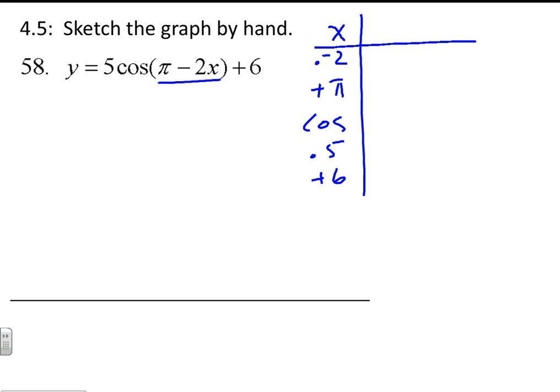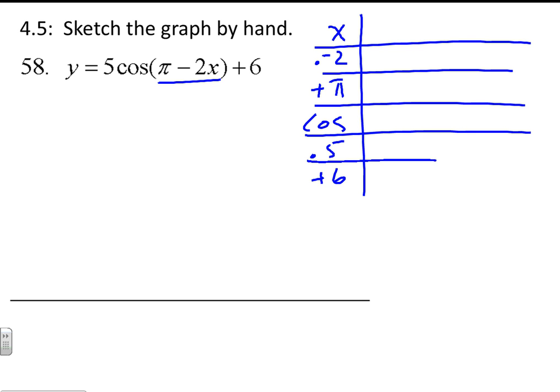Kind of an interesting thing I see occur on this every now and then is I will see people, because the pi comes first, put pi right here and say, I'm going to choose a value for pi. Well, we don't get to choose values for pi. Pi is a constant. So we want to choose values for x and proceed.